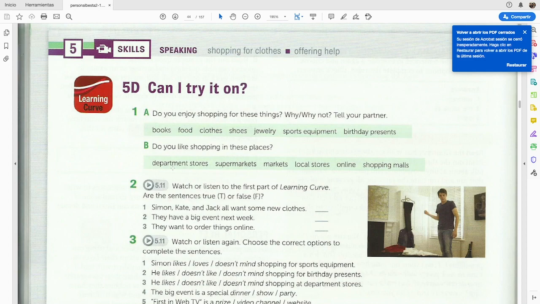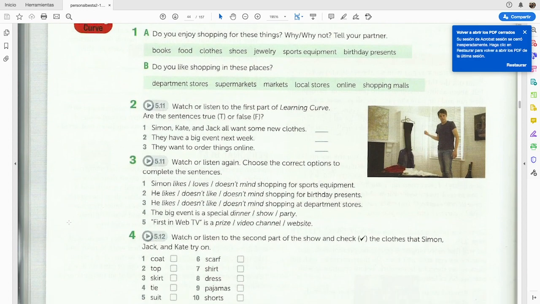In my case, for example, I really like going to department stores because it's a place where you can find and you can buy different things. At the same time, I like going to markets as well because there you can buy fresh food for your family at very cheap prices, and they are usually cheaper than the items that you buy at a supermarket, for example. What else do we have here?